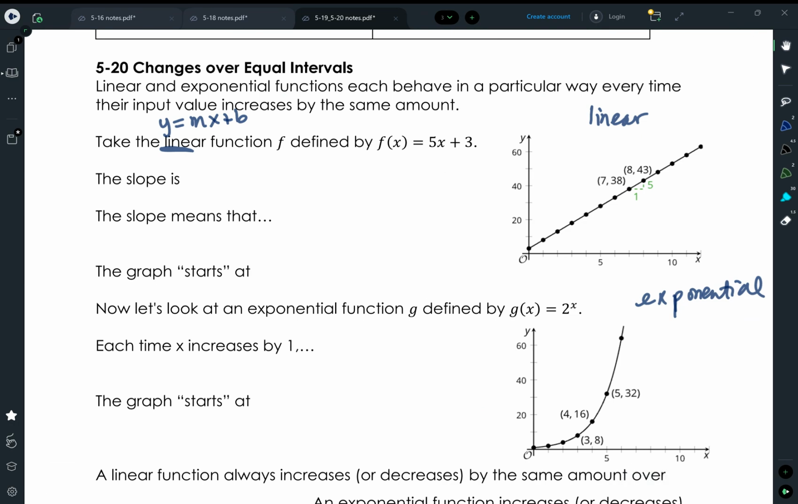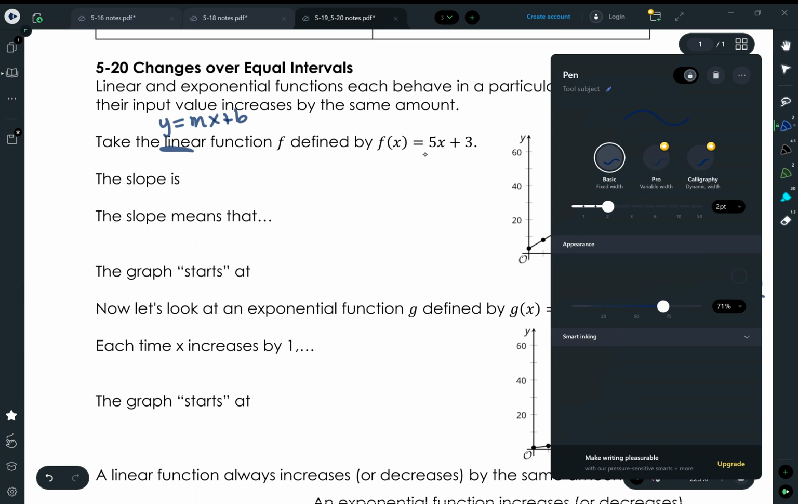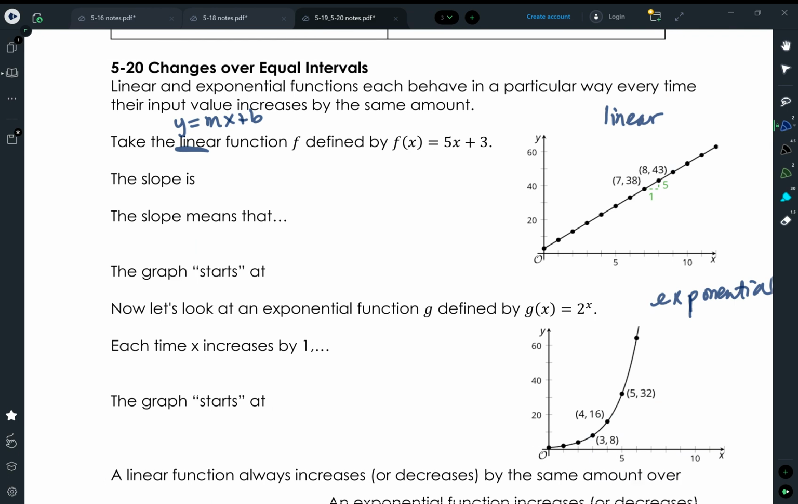So remember 3 is my y-intercept. That means I start at 3 on my y-axis, right? And then my slope 5 means I'm moving 5 up, so up 5 and then 1 to the right. So my vertical change is 5 and my horizontal change is 1. So my slope is 5, and that means for every 1 unit I move to the right, I'm going up 5. So let's write 5 over 1.